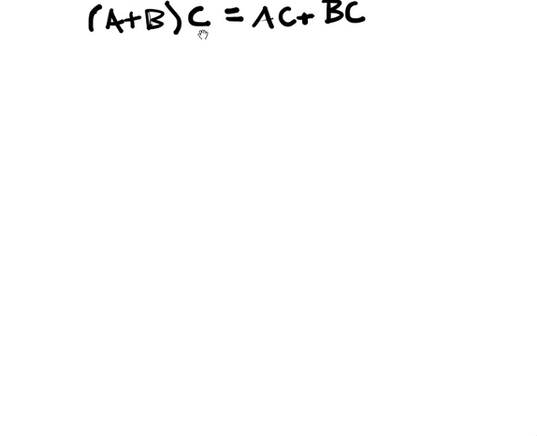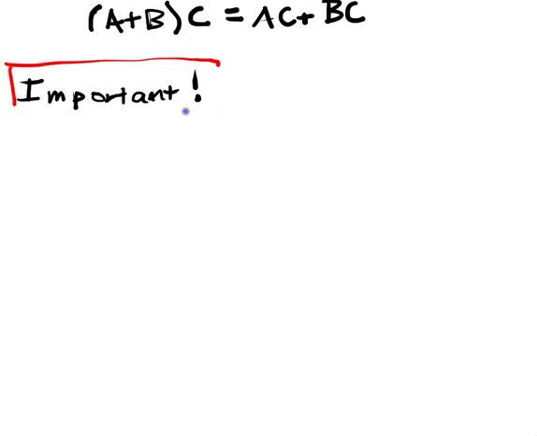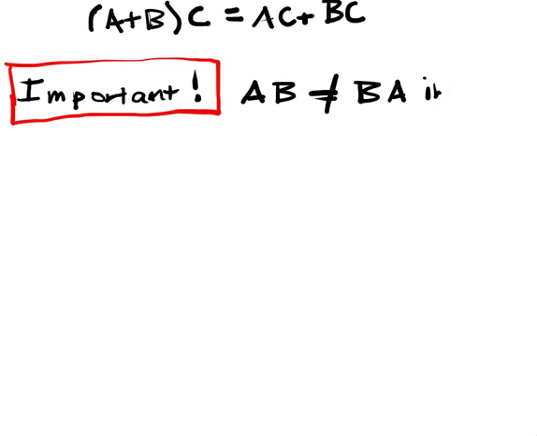Now it's just not the case that we have commutativity, right? In general, so this is important. I can't emphasize this enough. AB does not equal BA in general. That's just not the case.